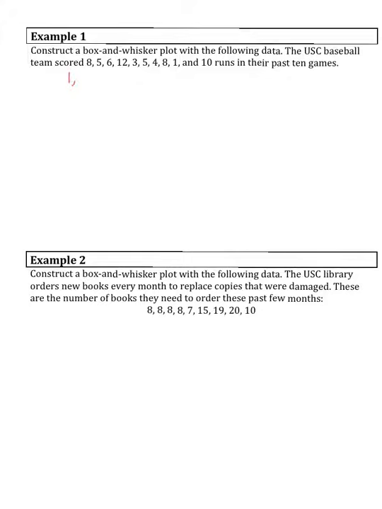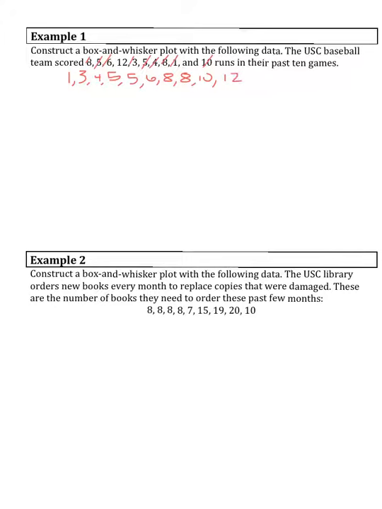1, then 3. Maybe cross them out as you go so that you don't lose track of where you are. There's 2 5s, so we have to list it twice. There's also 2 8s. Don't forget this 10 after the 8s, and a 12. I like to count them just to make sure I have the right amount.